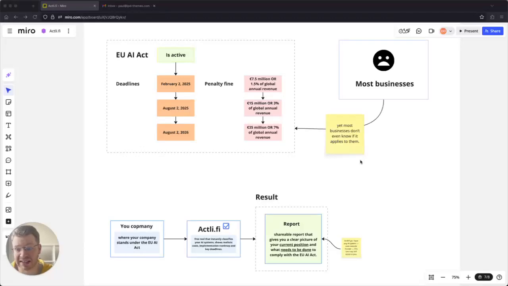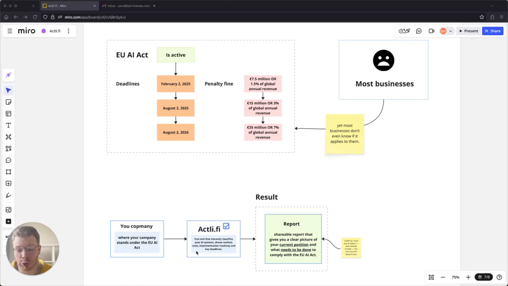The AI Act is active. Penalty fines up to 35 million, but yet most businesses don't even know if they apply to them. Today I will show you where your company stands under the EU AI Act.